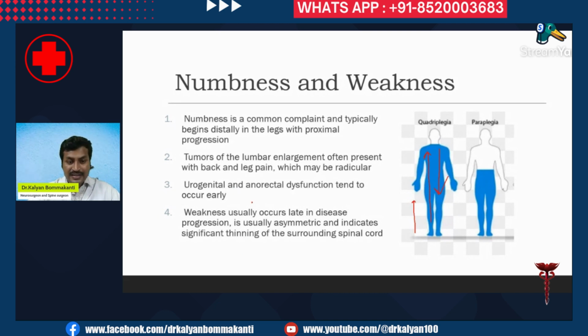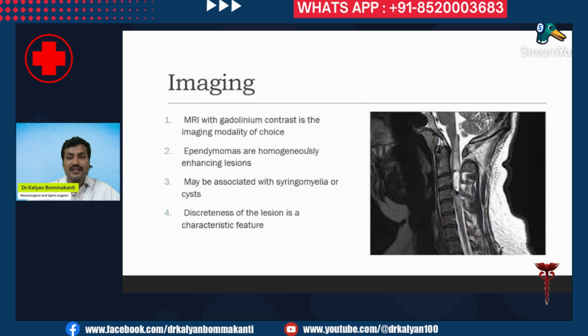Weakness is usually late and is usually asymmetric, and when you notice weakness, it means there is significant thinning of the spinal cord. Diagnosis is usually made with MRI imaging. MRI with gadolinium contrast is the imaging modality of choice. Ependymomas are homogeneously enhancing. Ependymomas are associated with syringomyelia cyst, and ependymomas are well demarcated.